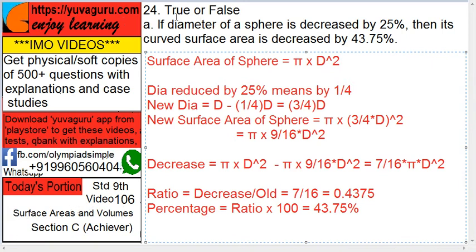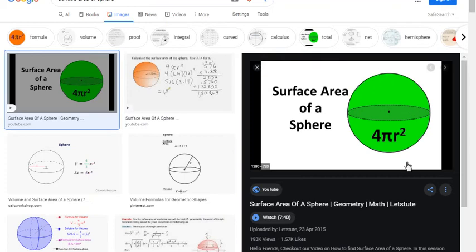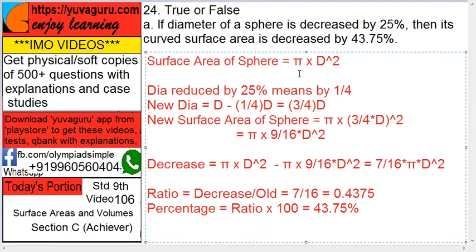So let's start, true or false. If the diameter of a sphere is decreased by 25%, then its curved surface is decreased by 43.75%. We have to find whether this is true or false. Surface area means the round outside part, like the football we see. The leather on the football is the surface area. The formula for that is 4 pi r square, or in terms of diameter it is pi d square. Now the diameter is reduced by 25%.